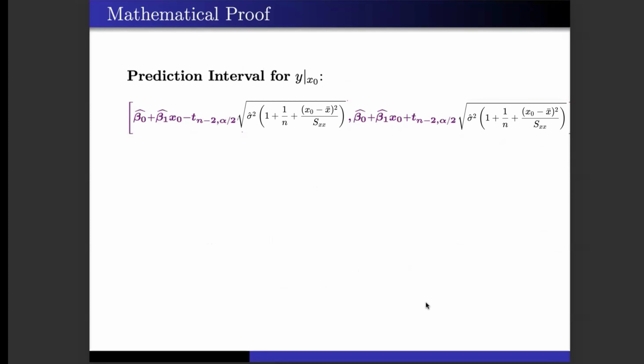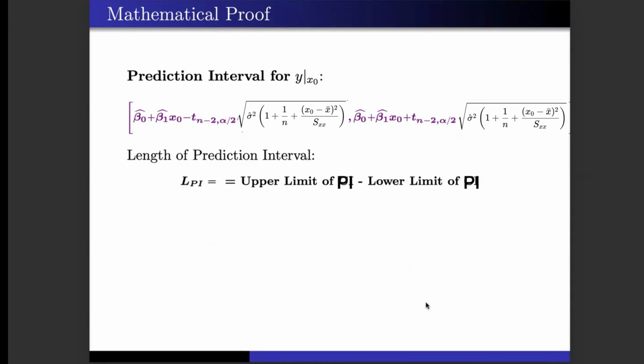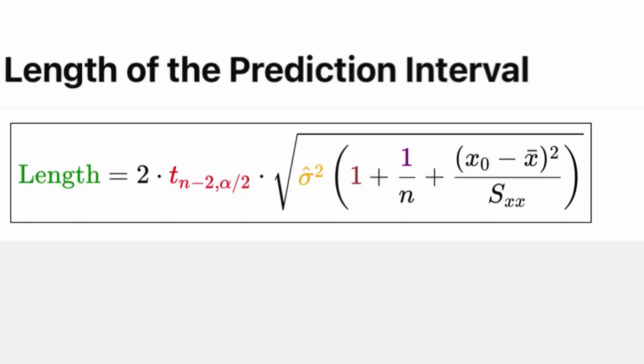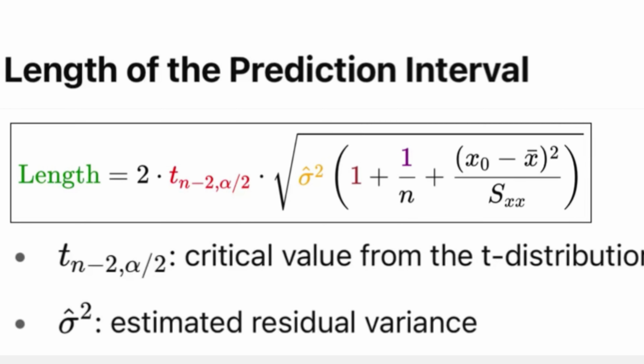And if we look at the length of the prediction interval, it would be its upper limit minus its lower limit. The upper limit of the prediction interval is equal to beta naught hat plus beta 1 hat x naught plus the critical point times the standard error. And the lower limit is beta naught hat plus beta 1 hat x naught minus the critical point times the standard error. And if we subtract this lower limit from the upper limit, we get 2 times the critical point times the standard error of an estimate of y at point x naught.